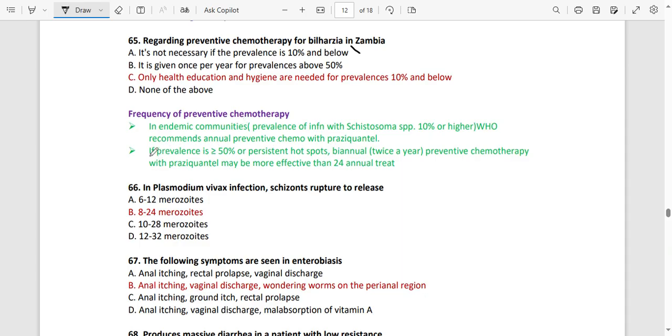And then B, this second part, is saying if prevalence is greater than or equal to 50% or a persistent hotspot, biannual, that's twice a year, preventive chemotherapy with praziquantel may be more effective. And this one is saying it is given once per year for prevalence above 50. It's supposed to be twice, not once, so this is also not true. It's not necessary if prevalence is 10% and below? Even when bilharzia is there at less than 10%, it doesn't mean it's not necessary. At least do something, do education.